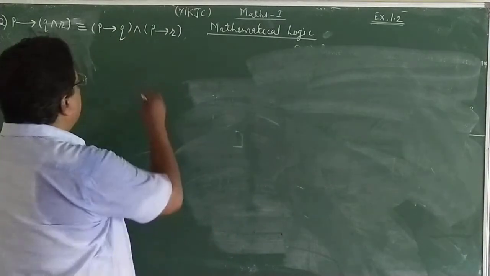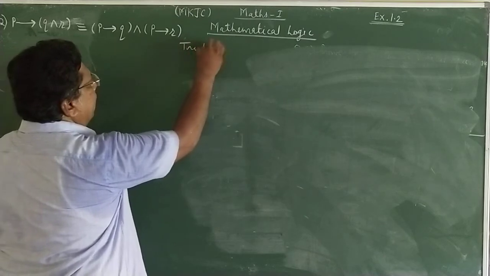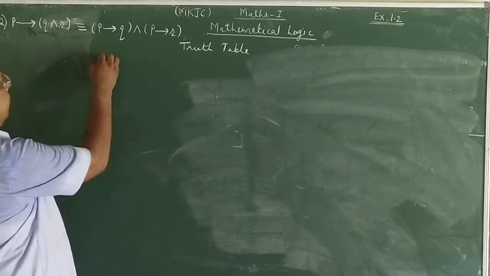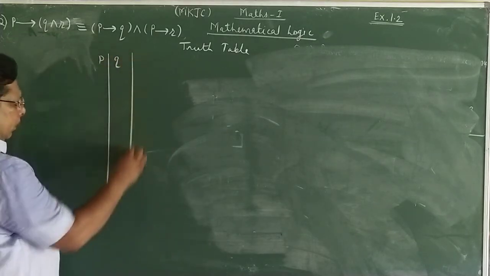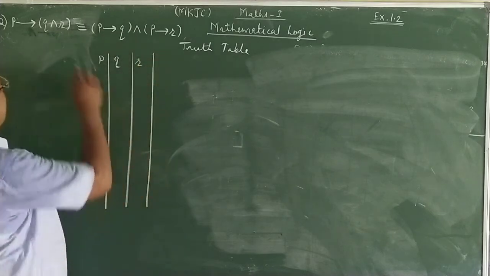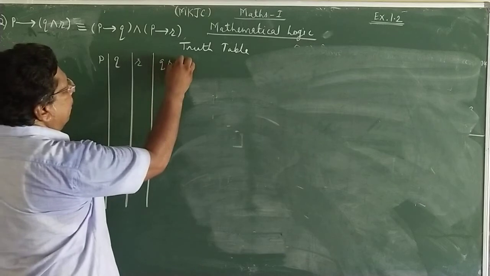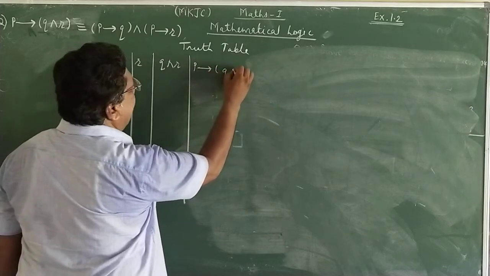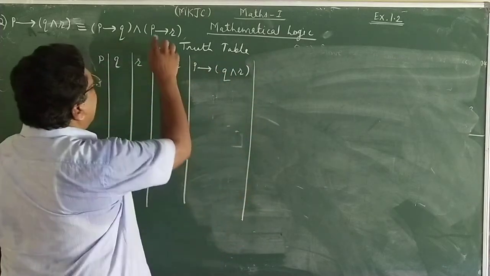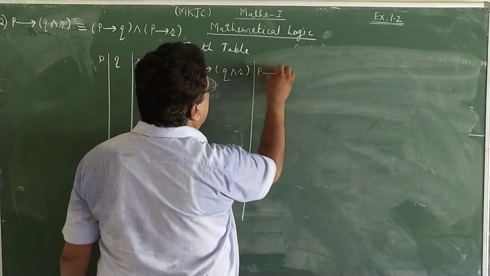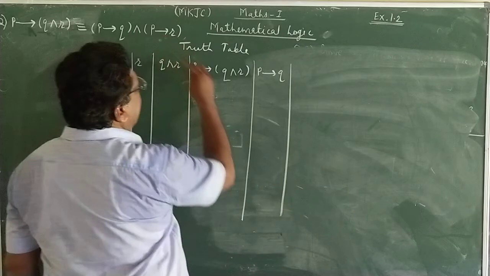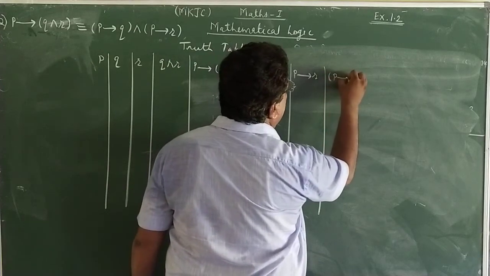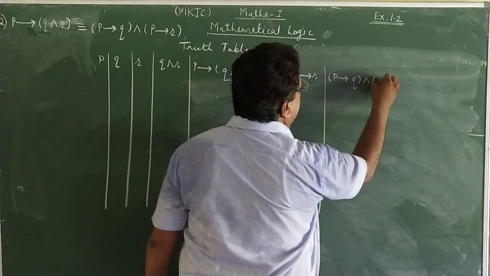Okay, now truth table. First three columns P, Q, R. Next column is Q and R. Then LHS, P conditional Q and R. Next column is P conditional Q. Then P conditional R. And then complete RHS, P conditional Q and P conditional R.